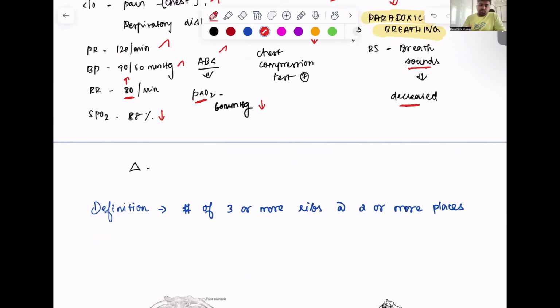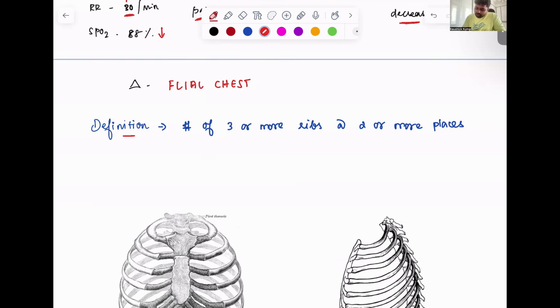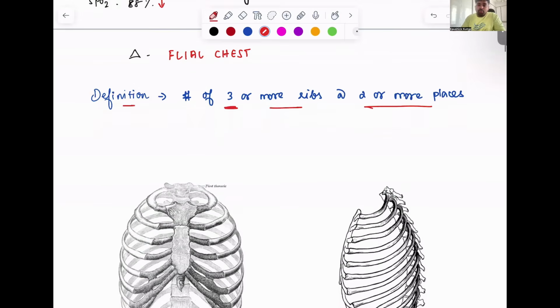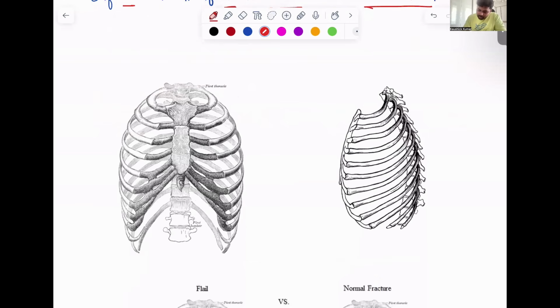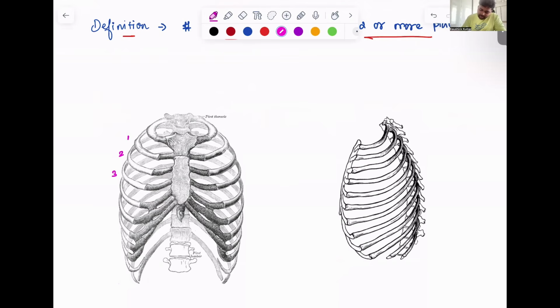So you come to a conclusion based on these findings. This patient has flail chest, right? So what is flail chest? It is nothing but fracture of three or more ribs at two or more different places. As you can see from this image, let me take this as rib 1, rib 2, rib 3. So fracture should involve three ribs, right? 1, 2, 3. Or it could be more than three also.